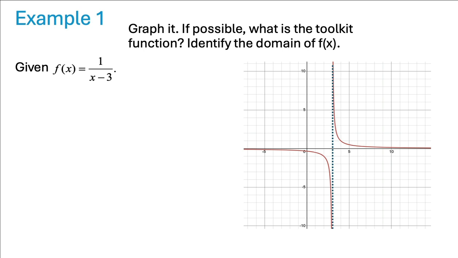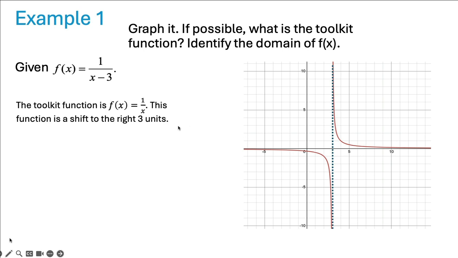If you also graph the function that's similar to this, 1 over x, 1 over x almost looks exactly like it, except that this is a shift of that graph 3 units to the right. So we would basically state then that the toolkit function that this is based off of must be, in fact, f of x equals 1 over x. So 1 over x and 1 over x minus 3 are in the same family. And the function that we're looking at here is just a shift of that one 3 units to the right.